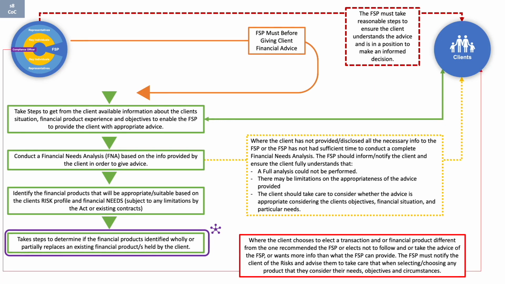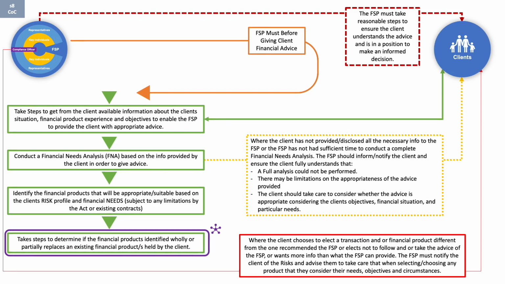Where the client chooses to elect a transaction or financial product different from the one recommended by the FSP, or elects not to follow the advice of the FSP, or wants more information than what the FSP can provide, the FSP must notify the client of the risks and advise the client to take care that when selecting any product, he or she considers his or her needs, objectives, and circumstances.